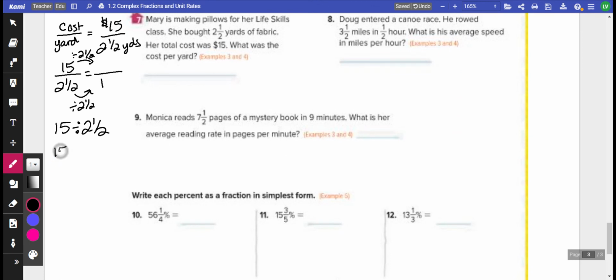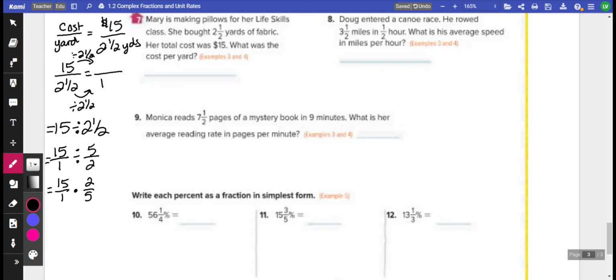I'm going to make 15 into a fraction, 15 divided by 1, divided by, I'm going to change my mixed number of 2.5 into 5 halves, because 2 times 2 is 4 plus 1 is 5. My next step, let me add in my equal sign so we know which part is next. I'm going to keep my first fraction and multiply by my reciprocal, making my second fraction into 2/5.